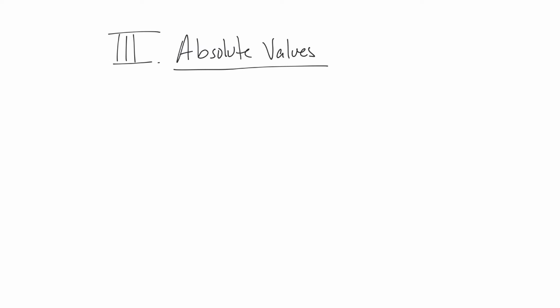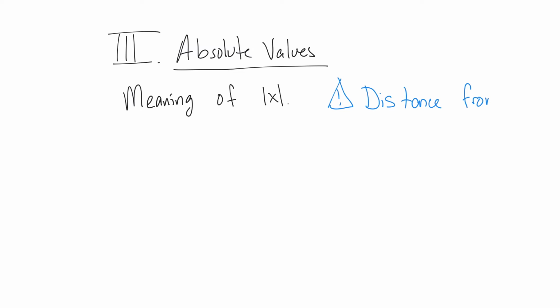All right, so now let's talk about absolute values. And I really want to talk about the meaning of this symbol. What this means is the distance from 0. Another way to write this is like x minus 0. The reason I want to think about it in this case is because I think of 0 as my center.